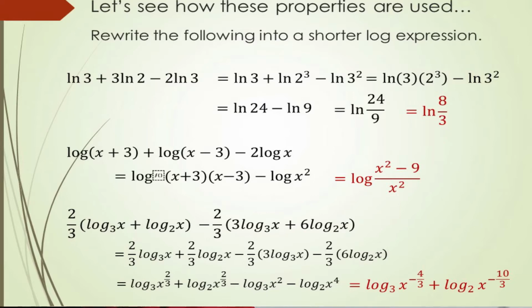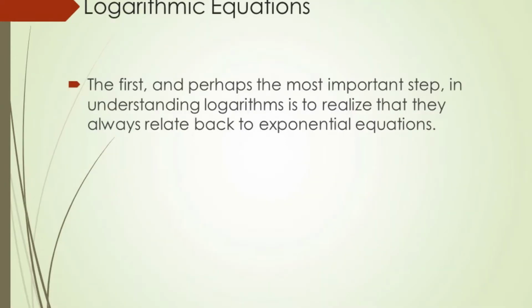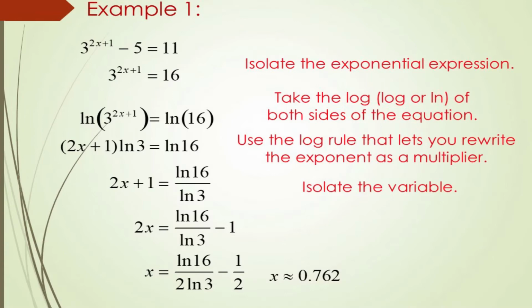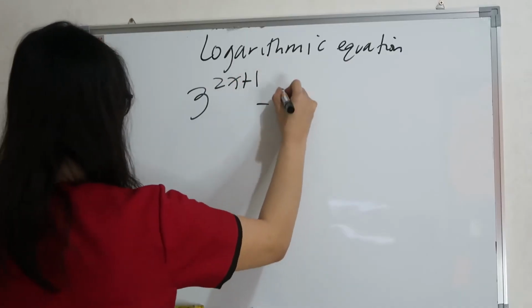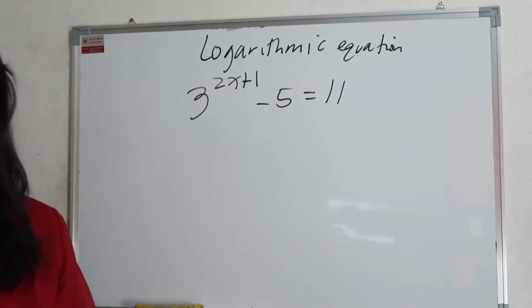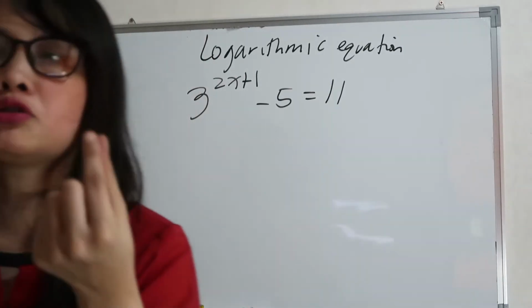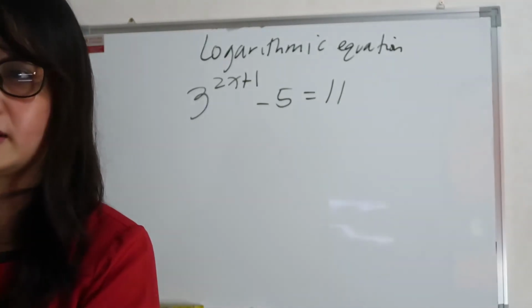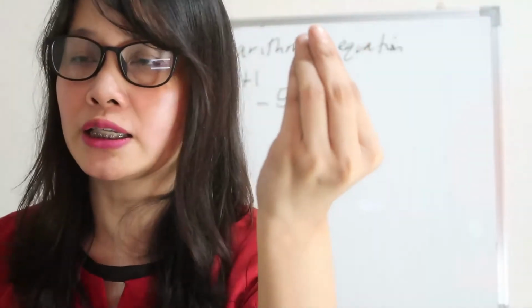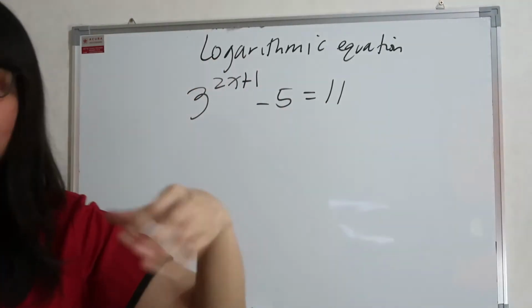So let's proceed now. How do we solve logarithmic equation? For example, since you already know how to solve exponential equation, next is logarithmic equation. The given is 3 raised to 2x plus 1 minus 5 equals 11. In an exponential equation, we need to get the common base of both sides so that we can equate their exponents. For logarithmic equation, how do we solve?